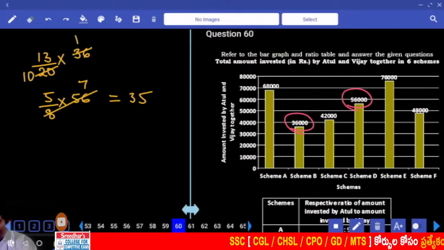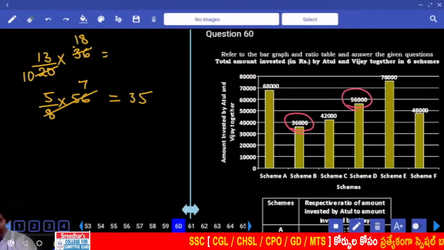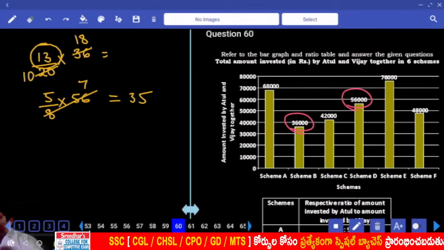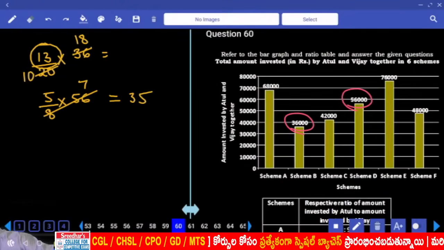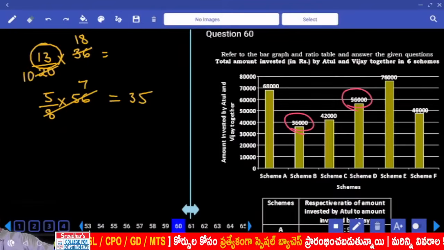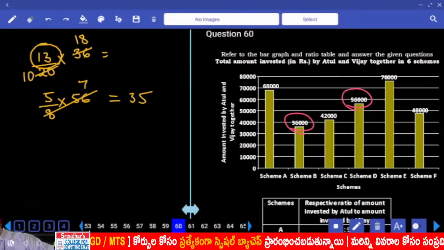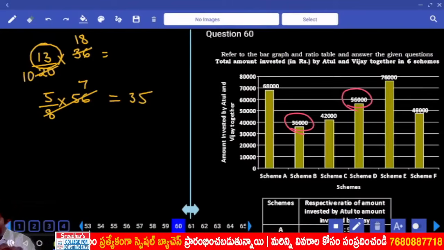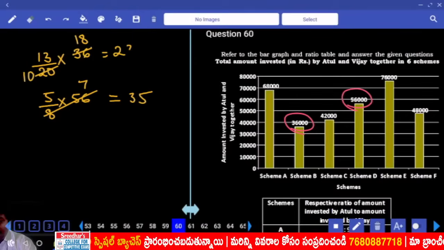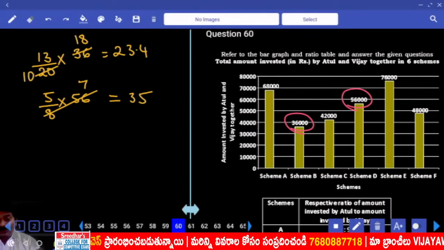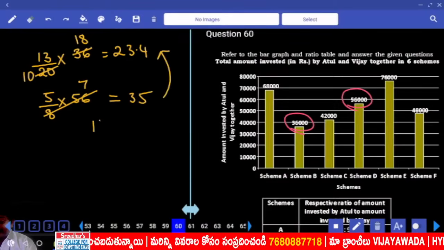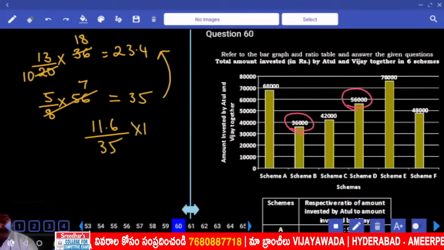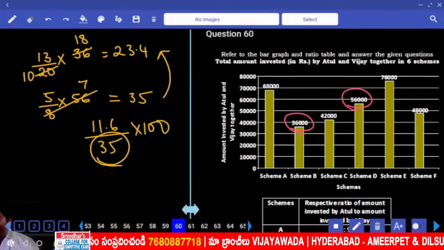10 times 18. 18 times in the sense 20 times minus 2 times. 13 10 times, 130 20 times. 2 times 26. 260 minus 26. 234 by 10. 23.4. How much less? 11.6 upon 35 into 100.